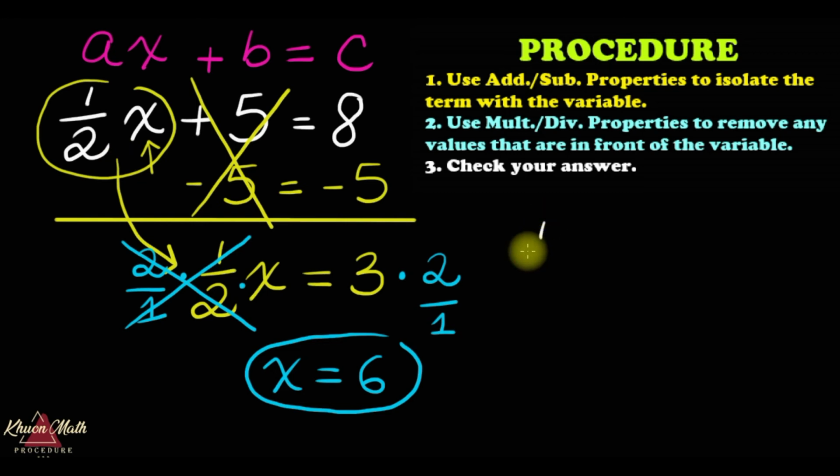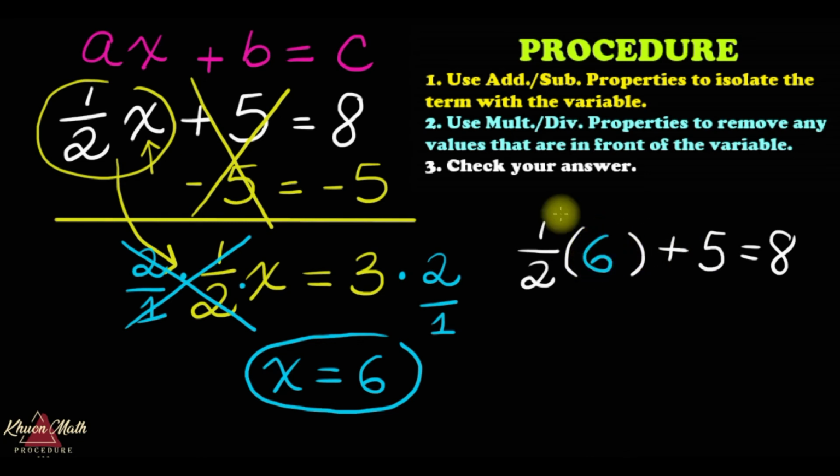So we have 1/2 x plus 5. And if that comes out to 8, then we know it's right. So what do we put in for x? Well, we found x to be 6, so we're going to put 6 in for x. So what's half of 6? Well, half of 6 is 3. What's 3 plus 5? Well, 3 plus 5 is 8. Okay, so we know 6 is right.